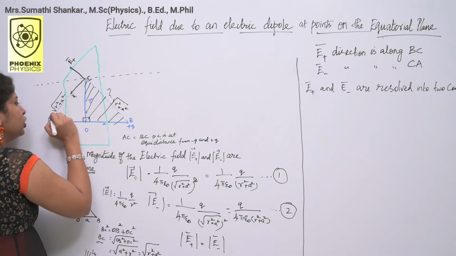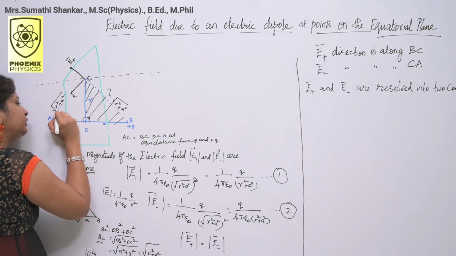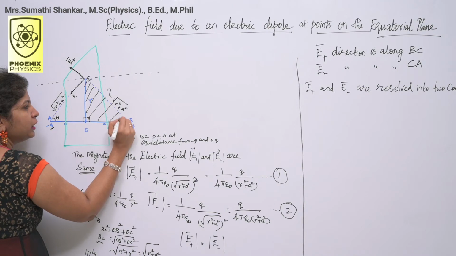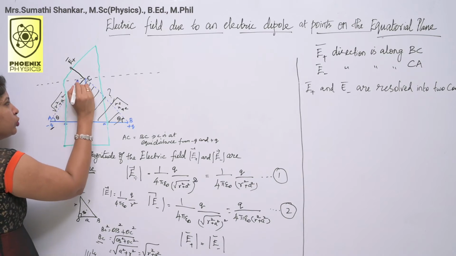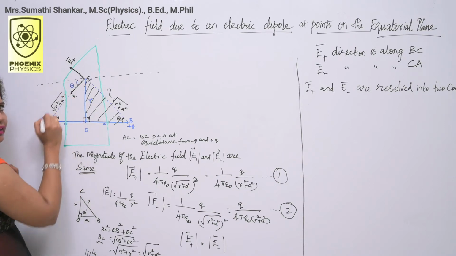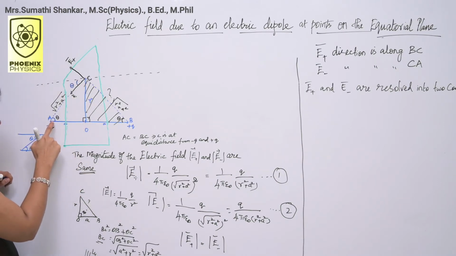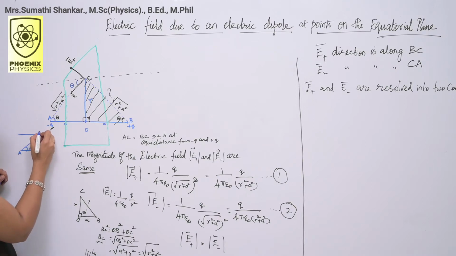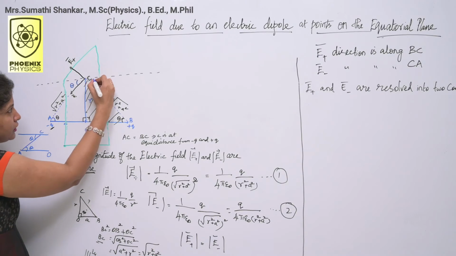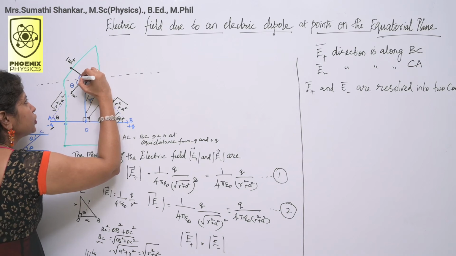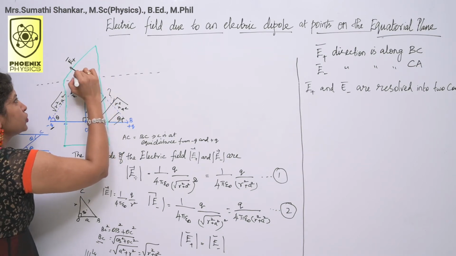This is 90 degrees, right? So this portion makes an angle theta. Same way this portion makes an angle theta. Here this angle is theta, right? This portion is also theta. Why? Because these two are alternate angles. This is my AO line. This is the C line. So this angle is theta because these two are alternate angles. Here this portion is opposite to this angle, so this is also theta.